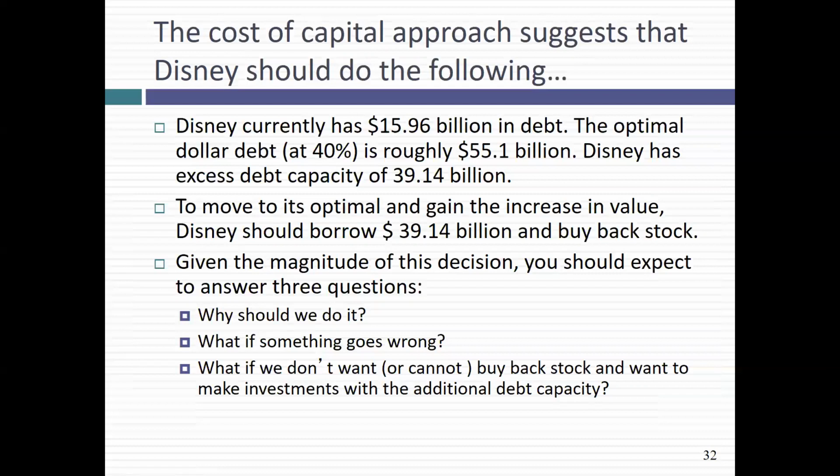Now, given the magnitude of this decision, we have three different questions. First is, why would we do this? We want to estimate what is the dollar value of making this change. The second that we'll answer is, what if something goes wrong? And the third, what if we won't or cannot buy back stock and want to make this investment with the additional debt capacity? In this lecture, we're only going to answer the first question.